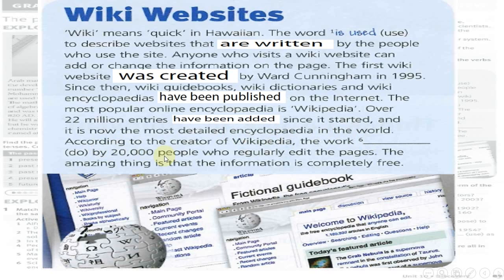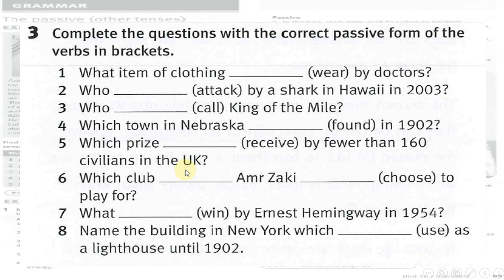Okay, according to the creator of Wikipedia, the work is done by 20,000 people who regularly edit the pages. So the work is done, the work is made by 20,000 users. The amazing thing is that it's free. Okay. Now, my dear students, I need you to answer or to form.